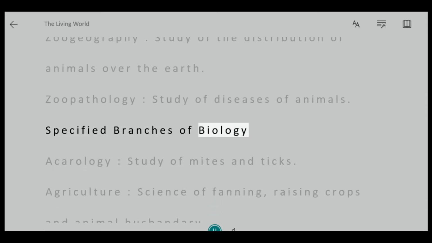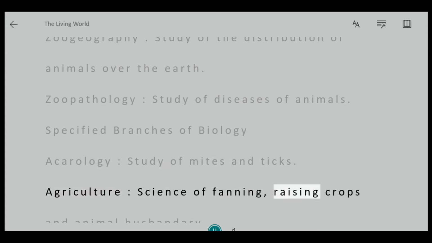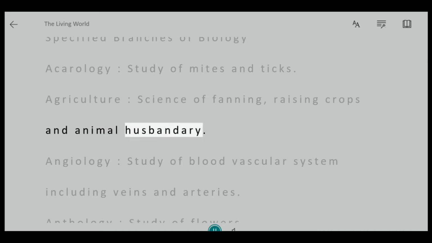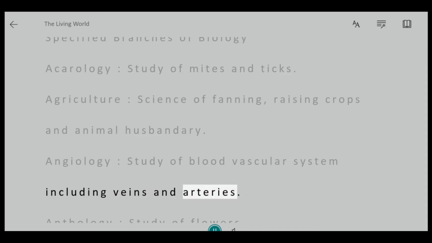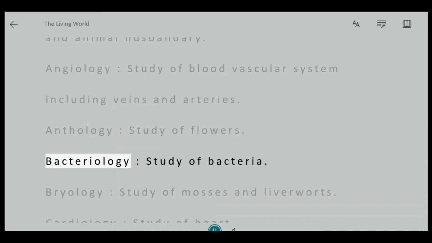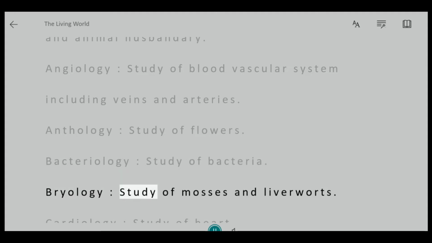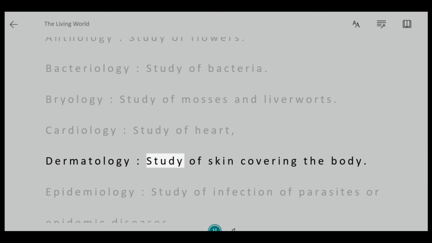Specified branches of biology. Acarology, study of mites and ticks. Agriculture, science of farming, raising crops and animal husbandry. Angiology, study of blood vascular system including veins and arteries. Anthology, study of flowers. Bacteriology, study of bacteria. Bryology, study of mosses and liverworts. Cardiology, study of heart. Dermatology, study of skin covering the body.